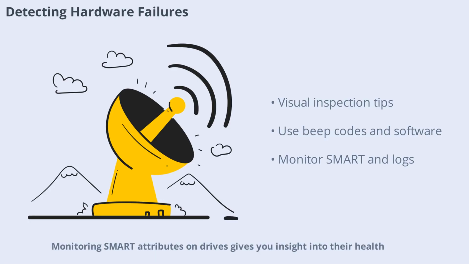Stress tests for the CPU, GPU, and memory can reveal instability, while event logs and reliability monitors in your operating system can track hardware error events over time.